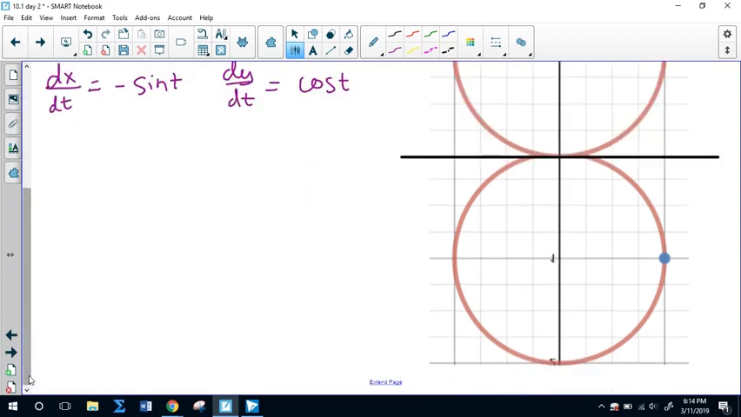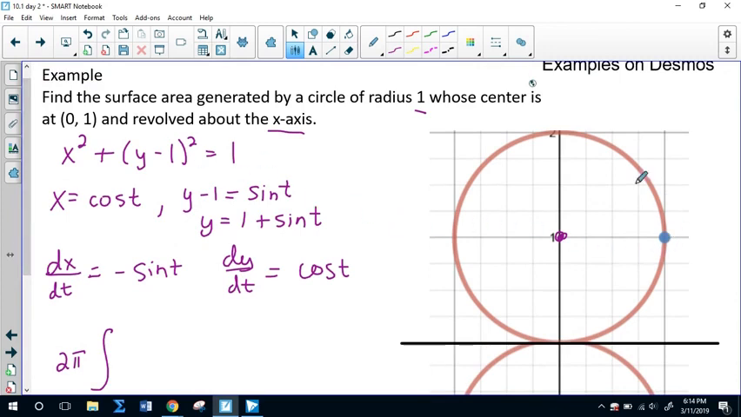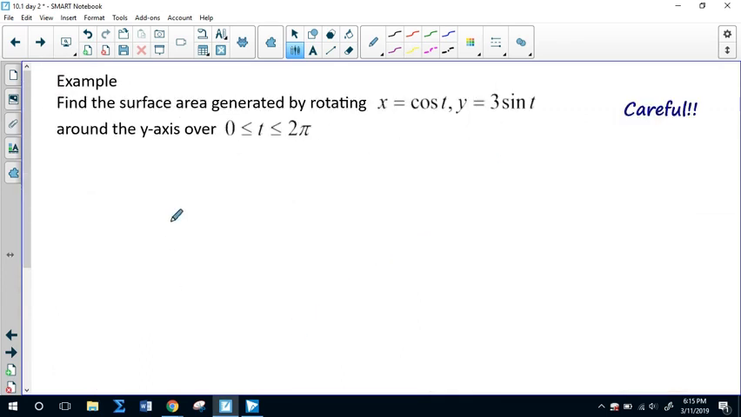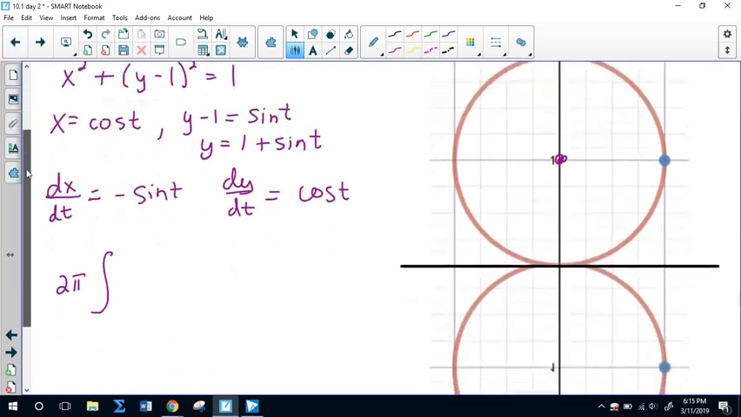So now I'm going to use the formula to find the surface area, right? So I'm going to pull the 2 pi out front, the integral. And one of the things you want to be careful with is understanding how much of the graph we actually need to use. So since it's this whole entire circle that I'm revolving, I need all of 0 to 2 pi. So I actually need the whole entire surface bounds.